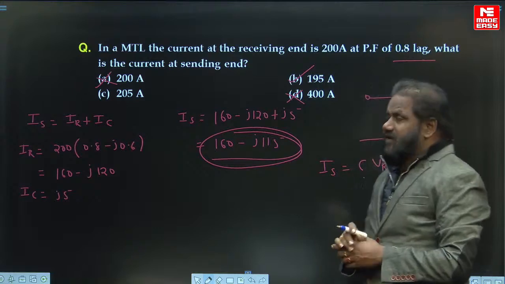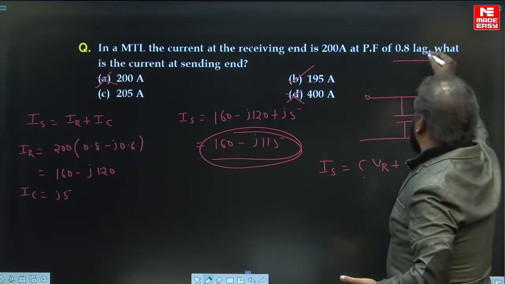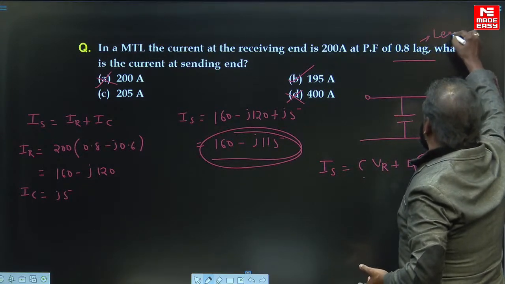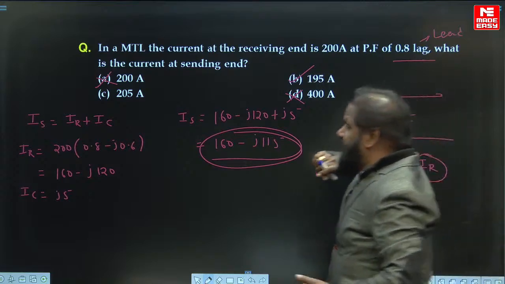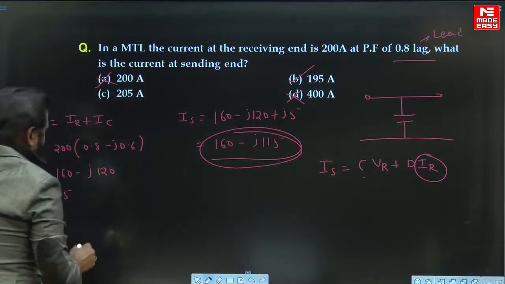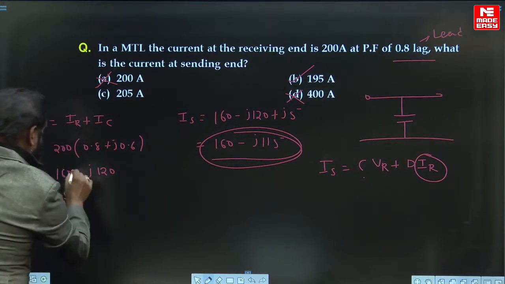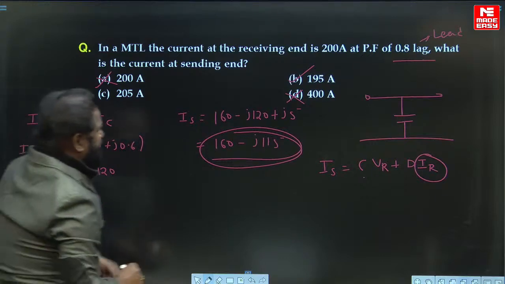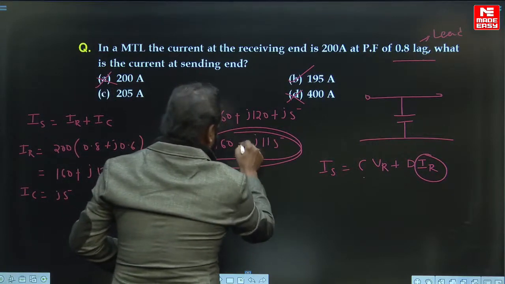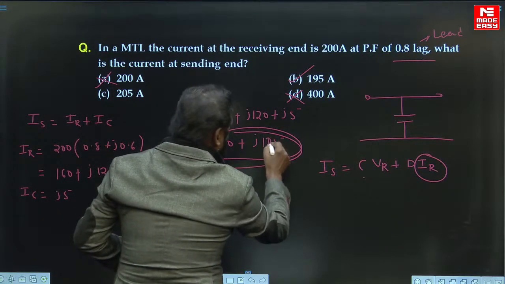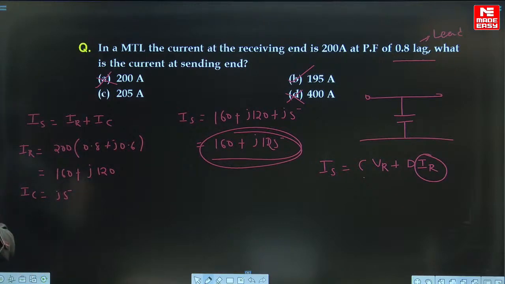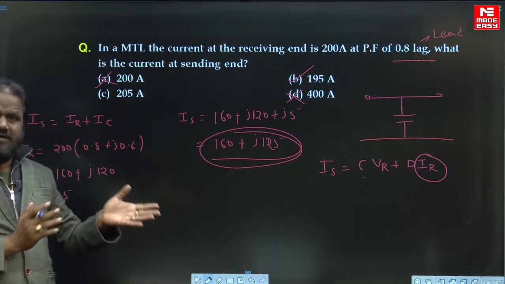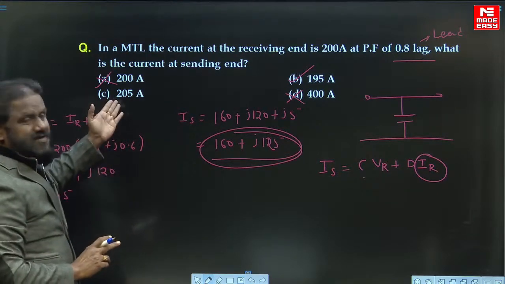for lagging power factors. Suppose, instead of lagging, it is given as leading, then what will it be? If it is the leading power factor, this will become plus, this will become plus. Then as this becomes plus, this equals 125. Then the current is more. So therefore this is the right answer then.